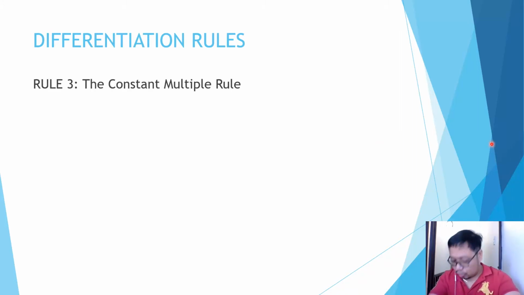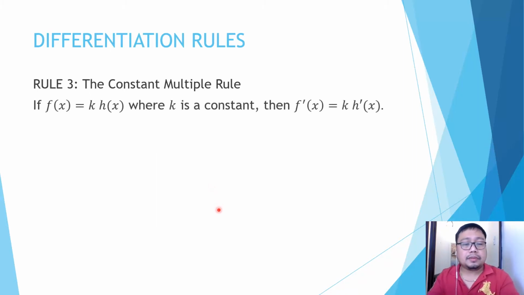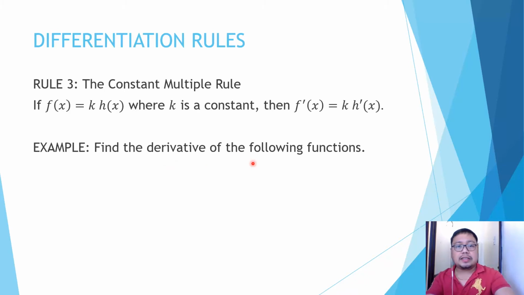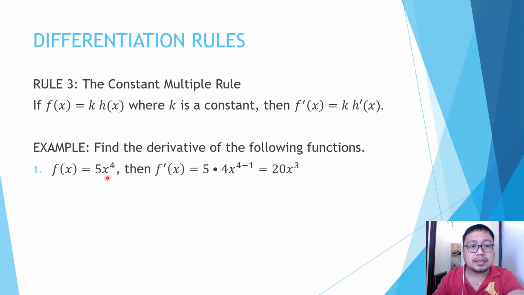Okay, rule number 3 is the constant multiple rule. It says that if the function f of x equals k times h of x, where k is a constant, then the derivative of that function is simply k, the constant, multiplied by the derivative of the function h of x. Again, this will be the answer: the constant multiplied by the derivative of your function. Let's have an example. Find the derivative of the following functions. Our number 1 is 5x to the 4th power. Then the derivative of that function is simply the constant multiplied by the derivative of x to the power 4. This is the power rule. So 4x, 4 less 1 will give us 4 times 5, 20, x to the power 3. So this is our answer.